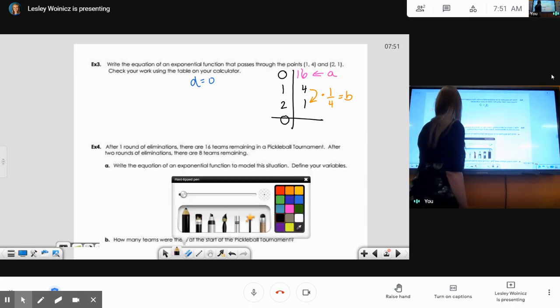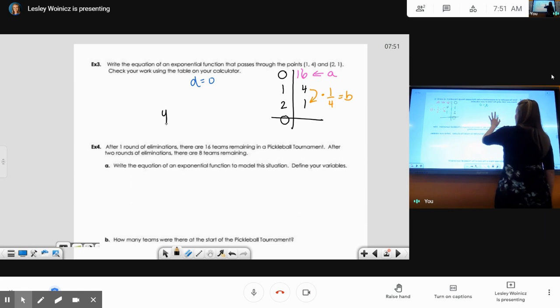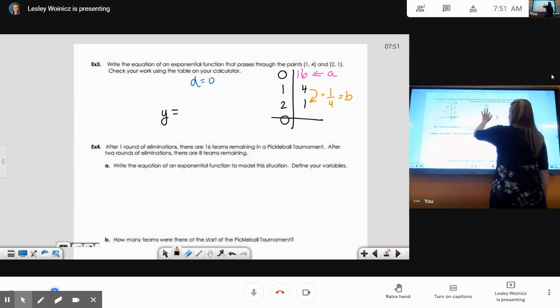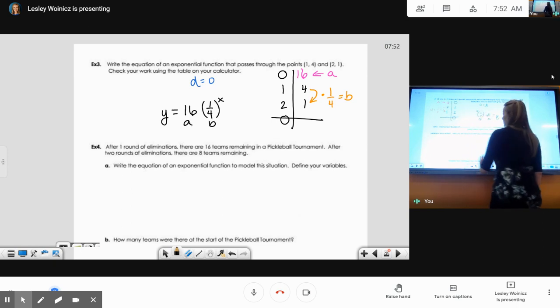So if I do 4 times 4, well, that's 16 for my a value. And my equation will be y equals 16 times 1/4 to the x. There's my a, there's my b.